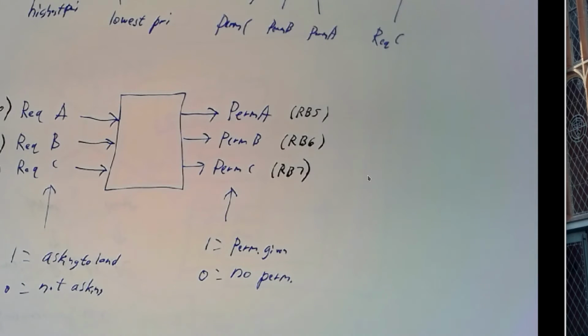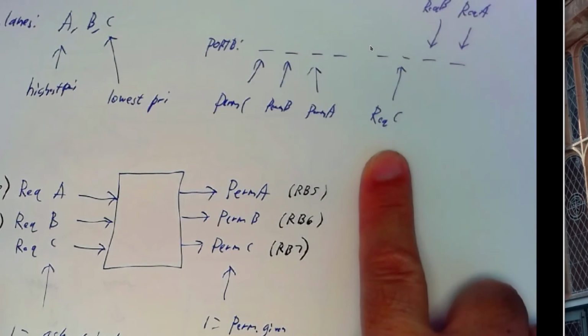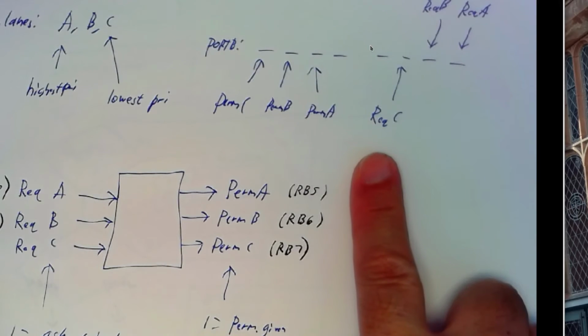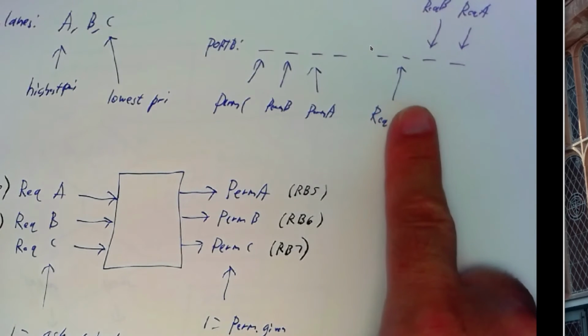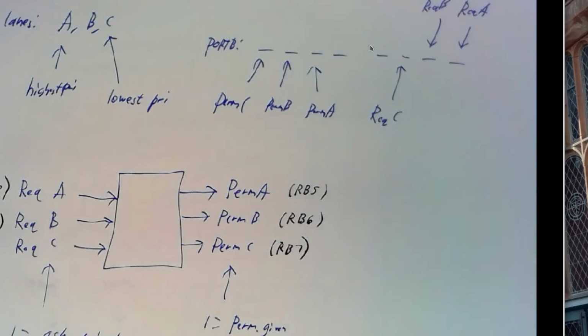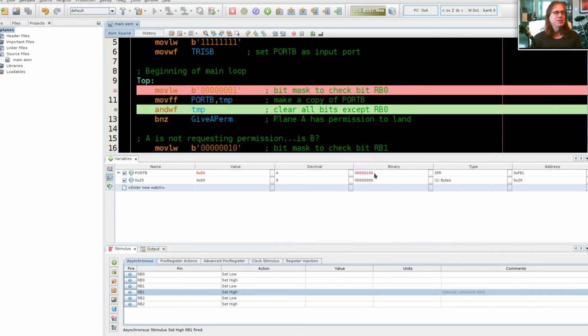Well, what is that third bit? That third bit is request C. So RB2 did seem to work. That's making this bit of port B a 1. But RB1 and RB0, request B and A, no action, right? For whatever reason, these two bits are still 0, and that's a problem.